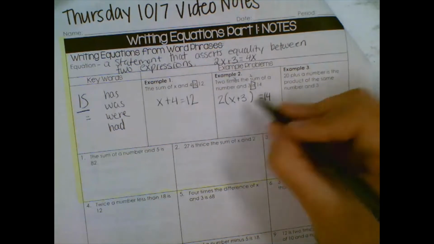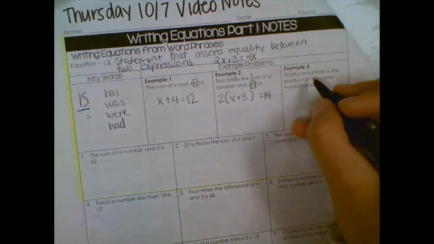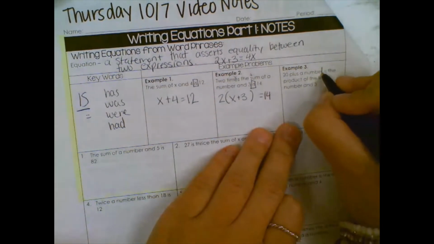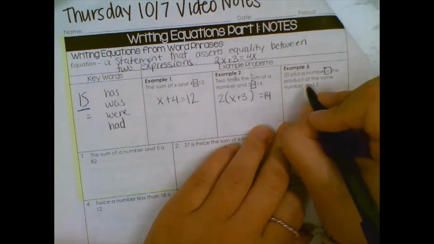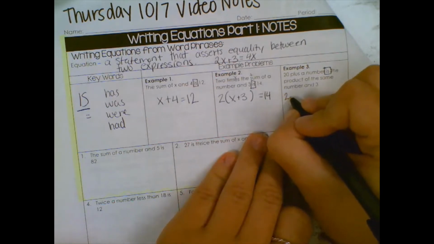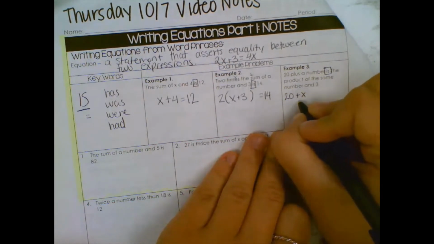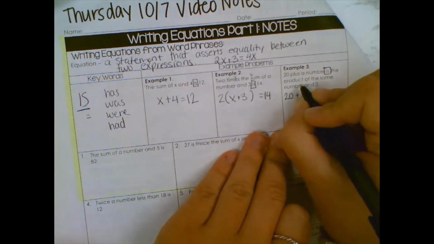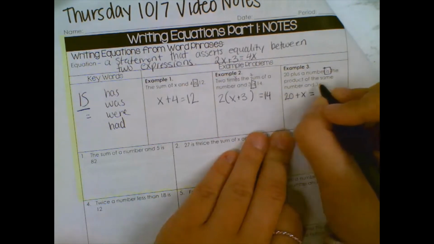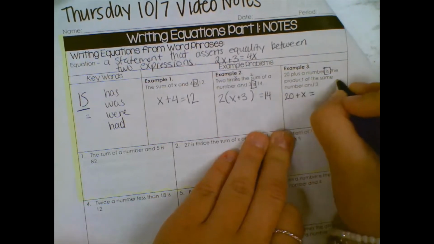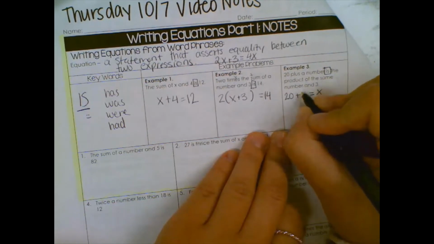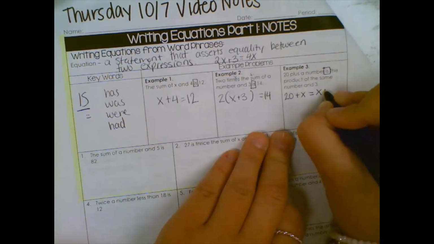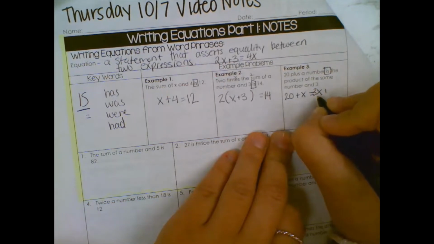And then our last one, before we solve these, 20 plus a number is, so this is our equal sign, is the product of the same number and 3. So 20 plus a number, so a variable, is the product, which means multiplication, of the same number. So here they're just meaning use the same variable. So the same number would be x again and 3. So 3 times x.